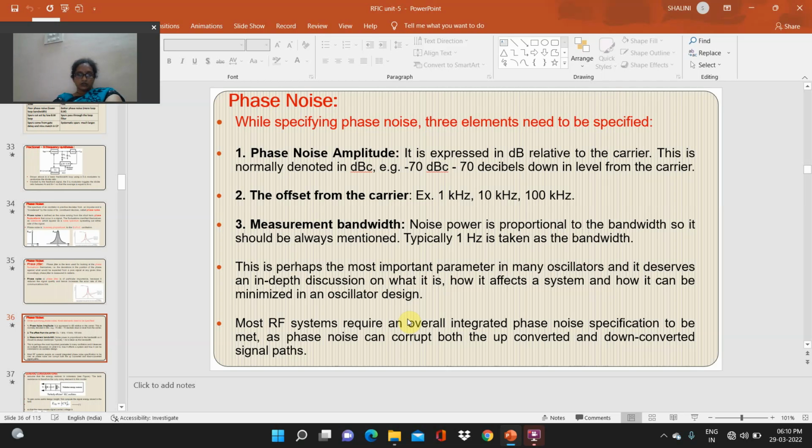Noise power is proportional to the bandwidth, so it should always be mentioned. Typically, 1 Hz is taken as the bandwidth. This is perhaps the most important parameter in many oscillators and it deserves an in-depth discussion on what it is, how it affects a system, and how it can be minimized in the oscillator design. Most RF systems require an overall integrated phase noise specification to be met, as phase noise can corrupt both the up converted and down converted signal paths.